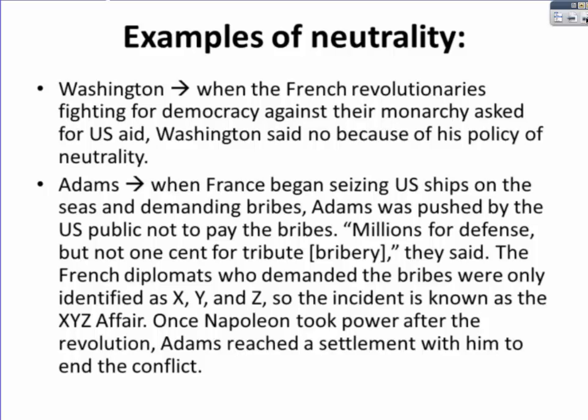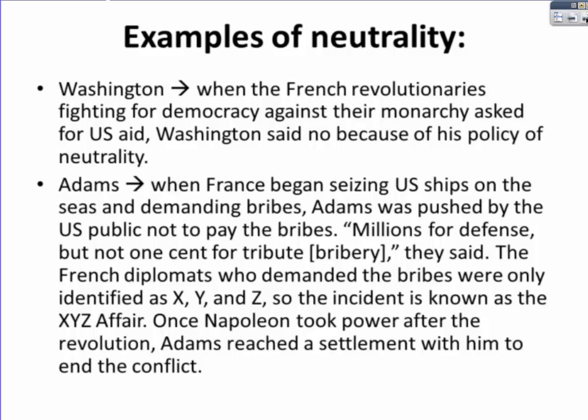John Adams, who was Washington's vice president and became the second president of the United States, had an issue of U.S. ships on the high seas being seized by, at this time, namely France, and demanding bribes in order to return those ships. Adams was being pushed by the public not to pay the bribes, not to fall into the trap. A quote is, "Millions for defense, but not 1 cent for tribute," which simply means bribery.